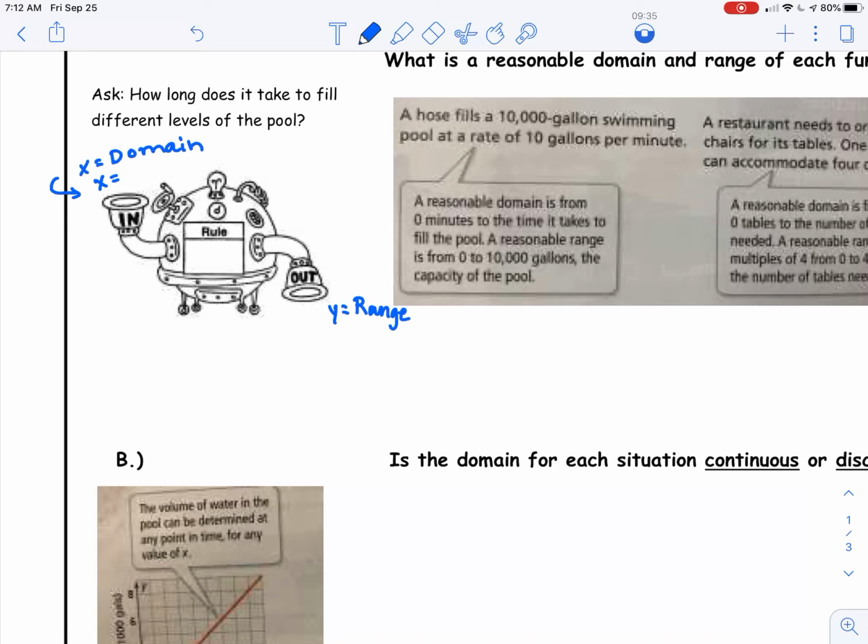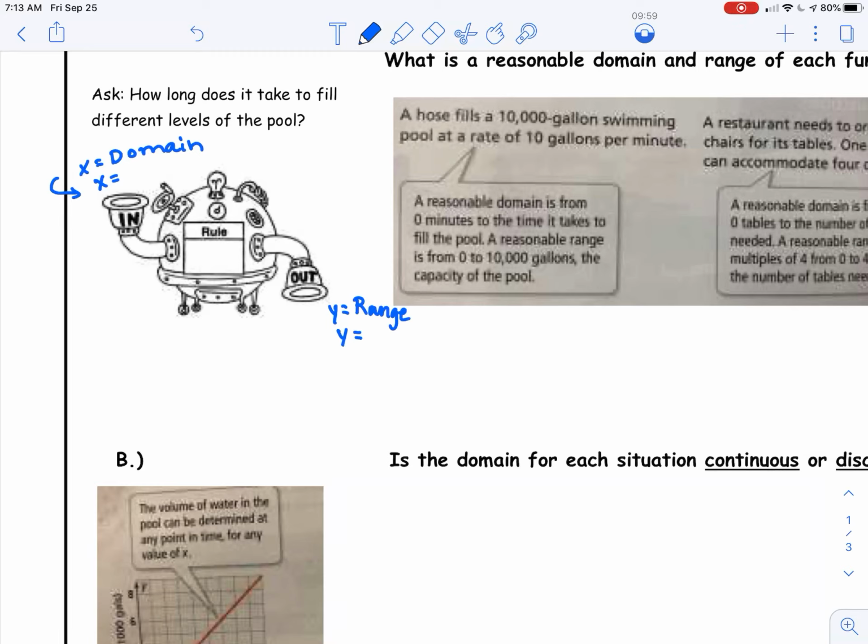And we want to figure out what y is actually, what is y representing? Well, in this case, ask yourself, you want to know how long it's going to take to fill the pool, and maybe at different levels. Because remember, like I just said a moment ago, you will fill 10 gallons in 1 minute, 20 gallons in 2 minutes, 30 gallons in 3 minutes, and so on.